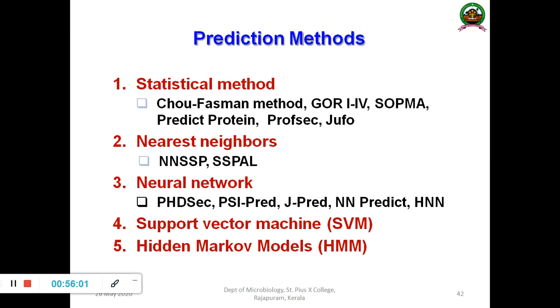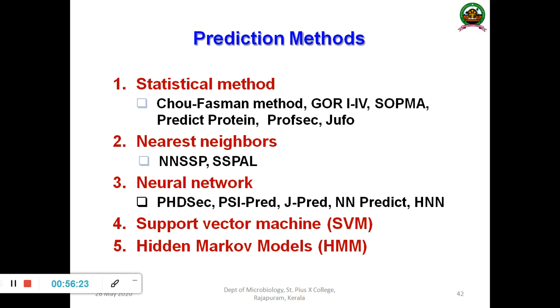First one is the statistical methods. Then you are having the nearest neighbor method. Then you are having the neural network method. Then you are having the support vector machine method. Then you are having advanced aspects using machine learning as well as deep learning approaches. One example is the hidden Markov model, a probabilistic and statistical model.